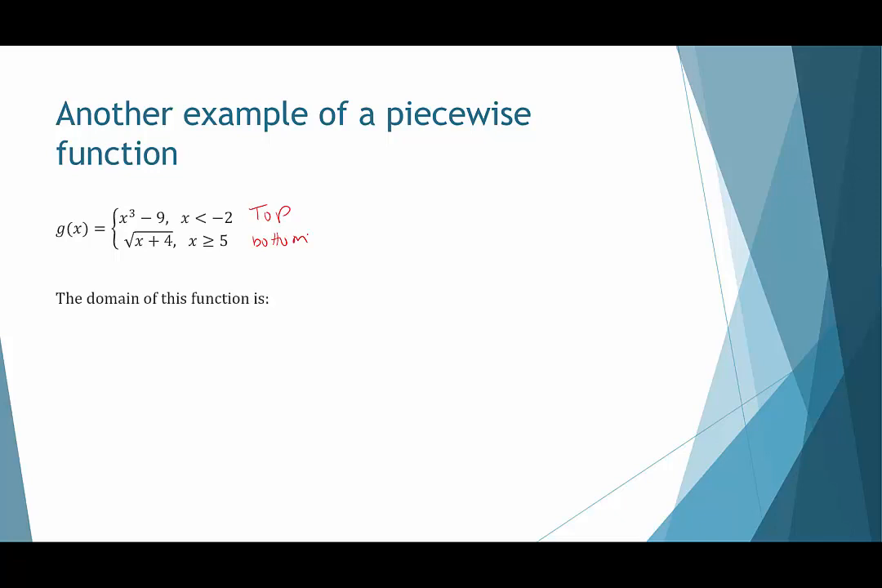The domain for this function: this function is defined anytime x is less than -2. So we're going to say from -infinity to -2. And then it's defined when x is bigger than or equal to 5. So we would say 5 to infinity. And that would be the domain. So nothing exists between -2 and 5.